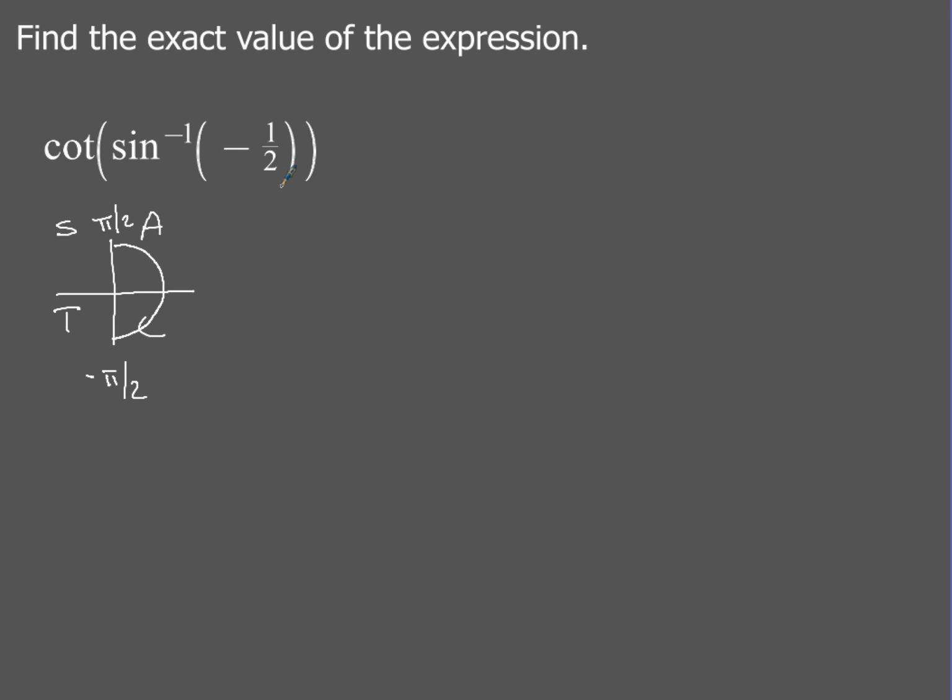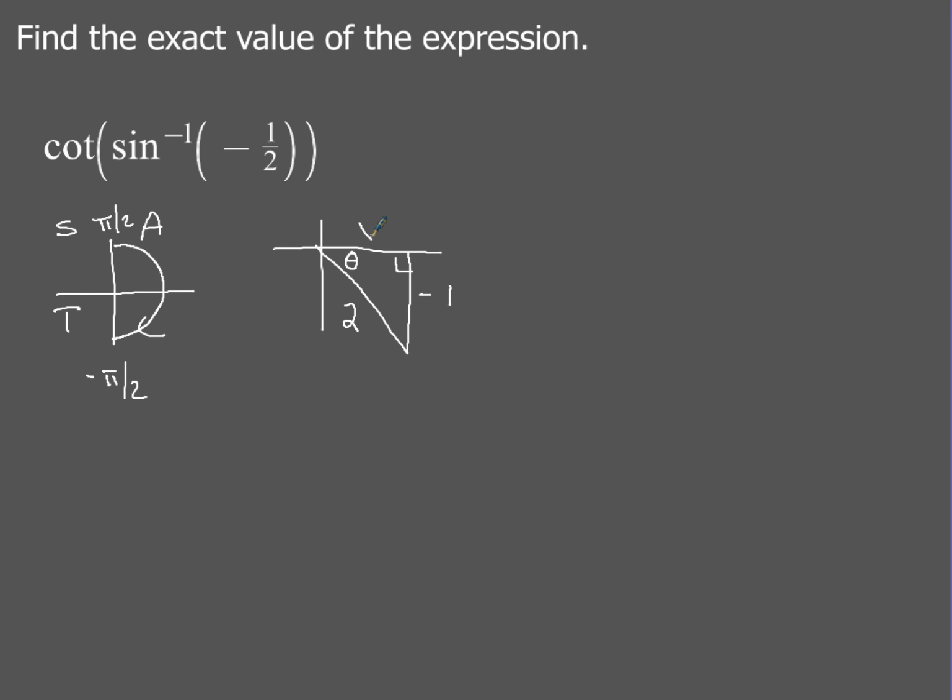Now I've got negative 1/2, which means my sine is going to be negative. So that tells me that when I actually draw my reference triangle, I'm going to draw that down here in quadrant number 4. So for that ratio, arc sine of negative 1/2, the opposite is negative 1, and the hypotenuse is 2.